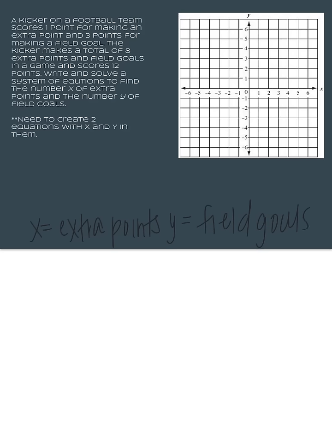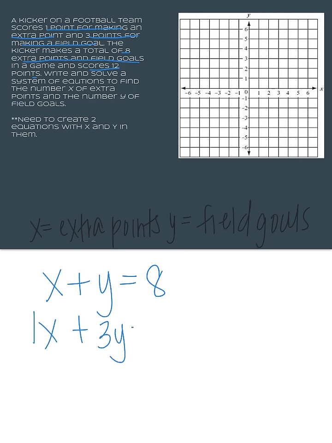There are some important pieces of information here. It says 1 point for making an extra point and 3 points for making a field goal. And he makes a total of 8 extra points and field goals. So I know right away x plus y equals 8, because that's the total number of times he scored. And he scores a total of 12 points. I know that an extra point is 1, so I have 1x plus 3y equals 12, because if I scored 2 field goals, I would have 6 points. I would multiply them.